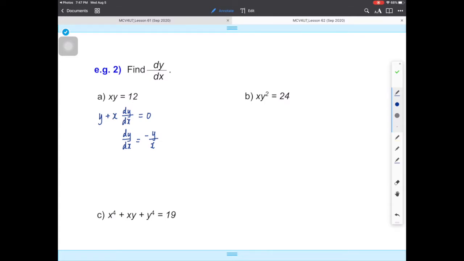Using implicit differentiation. Derivative of x is 1, y squared stays the same, plus x times 2y dy by dx equals to 0. dy by dx is negative y squared over 2xy. I can simplify this into negative of y over 2x.